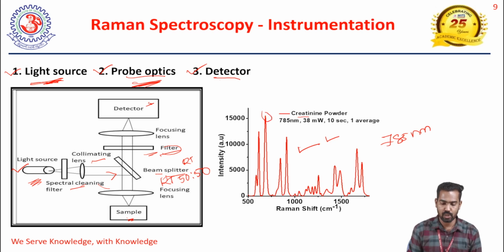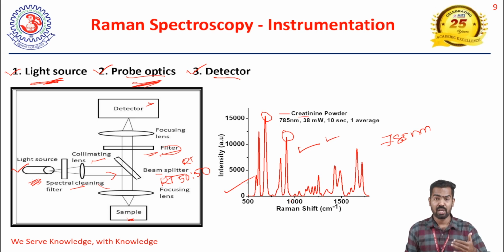Here you can observe peaks. These peaks are actually vibrational changes in the molecule. For example, before 1000, you can see one big peak. That is actually for the creatine molecule: C-C vibration, C double bond C vibration, and saturation, such kinds of vibration you can observe in the case of Raman spectra.